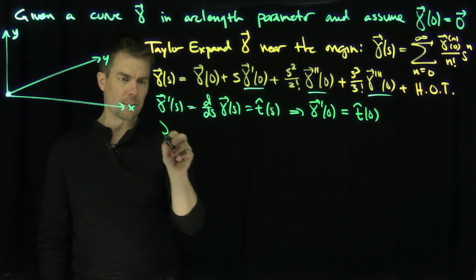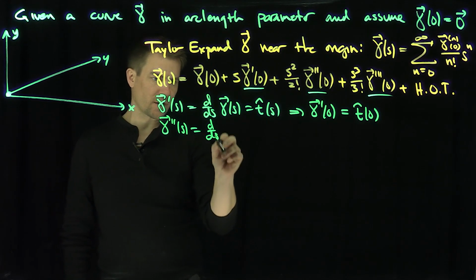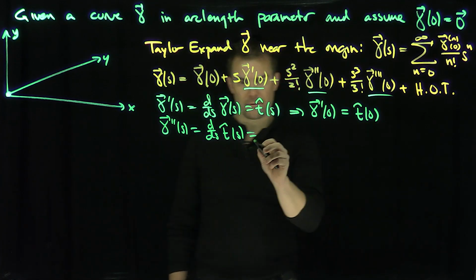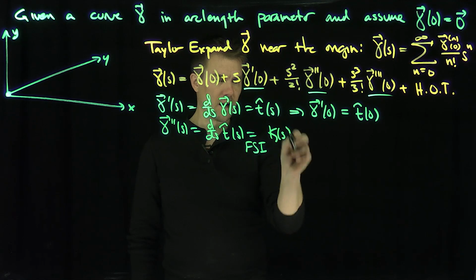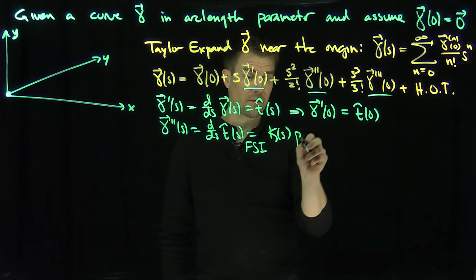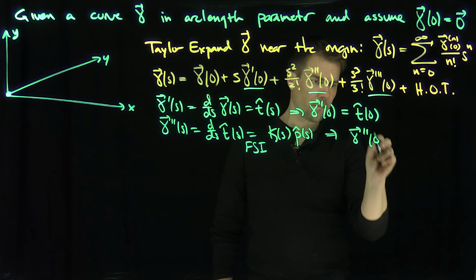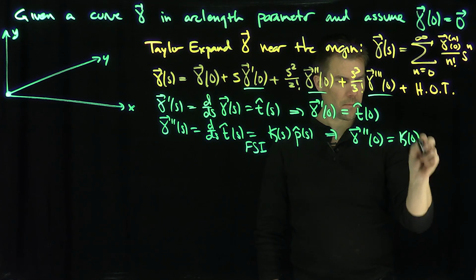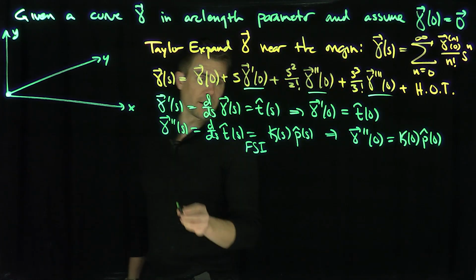And then gamma double prime of s is just d by ds of the unit tangent vector, which of course we know by Frenet-Serret number 1 is going to be the curvature of s in the direction of the principal normal vector. So gamma double prime of 0 is going to be the curvature at 0 times p hat of 0. Beautiful. And then finally gamma triple prime.